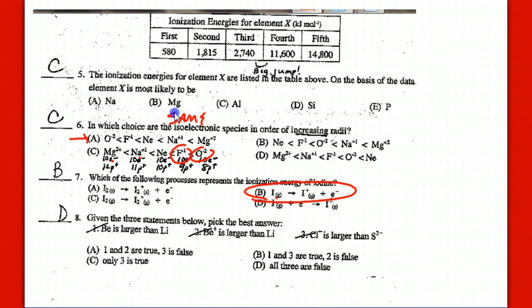Okay, given these 3 statements, pick the best answer. Beryllium is larger than lithium. That ain't right. The beryllium ion is larger than the lithium ion. That ain't right. The chloride ion is larger than the sulfide ion. That is way wrong. So I would say all three are false.